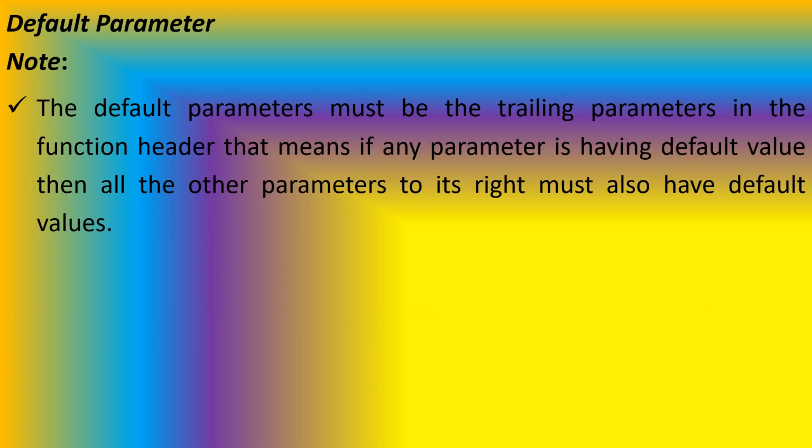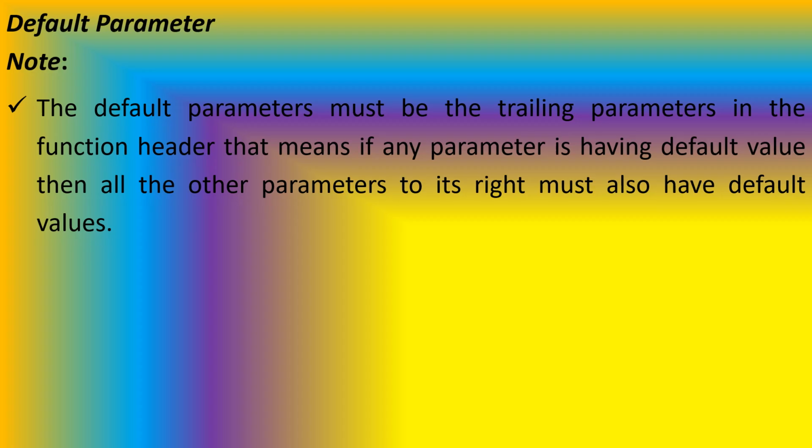The default parameters must be the trailing parameters in the function header. That means if any parameter has a default value, then all other parameters to its right must also have default values. That means only the trailing parameters can have default values. You cannot give it in the middle.